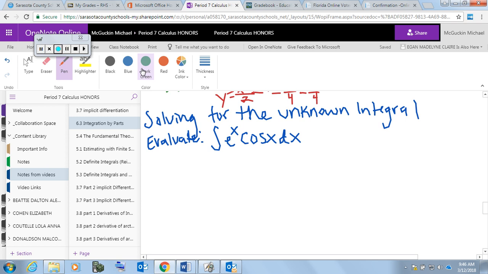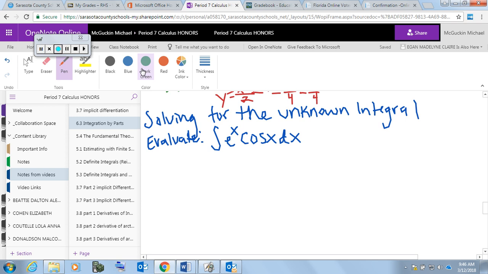So let's take a look real quick at the opportunity that we're going to have here, and some exciting stuff happens with unknown integrals. I think it makes for a little bit more interesting type of integral to solve than the norm. So let's take a look. The integral is e^x times cosine of x dx.